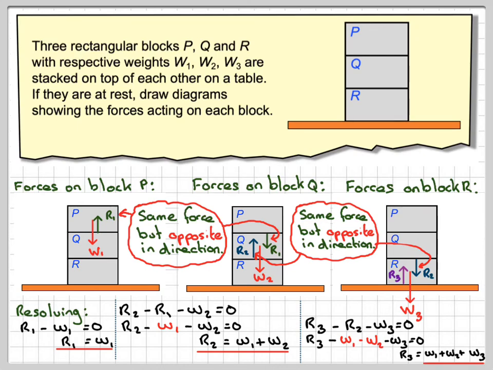Okay, so this has been a video to show you what happens when we have three rectangular blocks acting on a table, all stacked up against each other. I hope you've understood, and I thank you very much for watching.